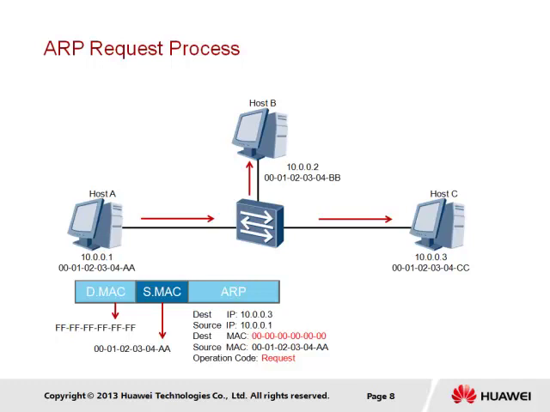Host A is currently unaware of the hardware address of the destination for which the ARP packet is being generated, and therefore the destination hardware address field is initially populated with a hexadecimal string that is equal to 0. The operation code in this case is set to request, which indicates that a reply is required from the receiver.